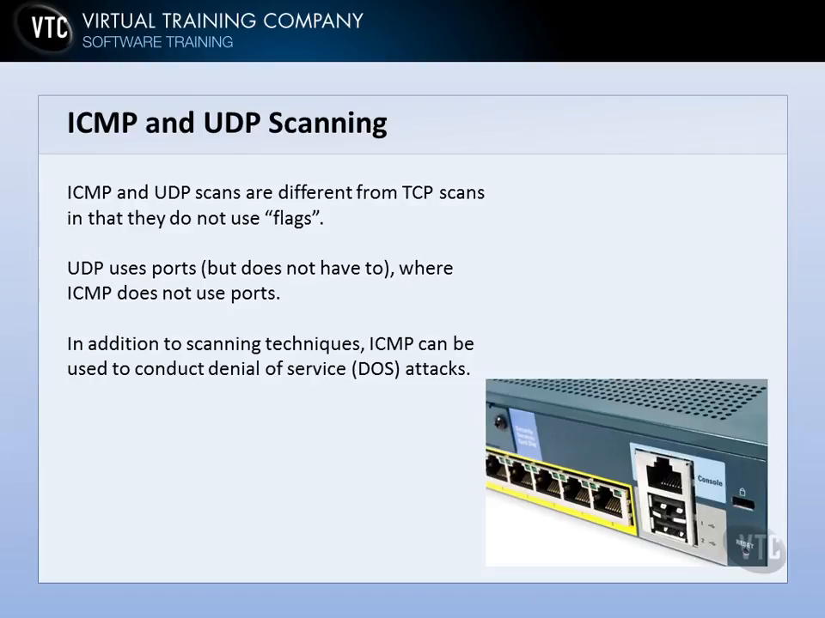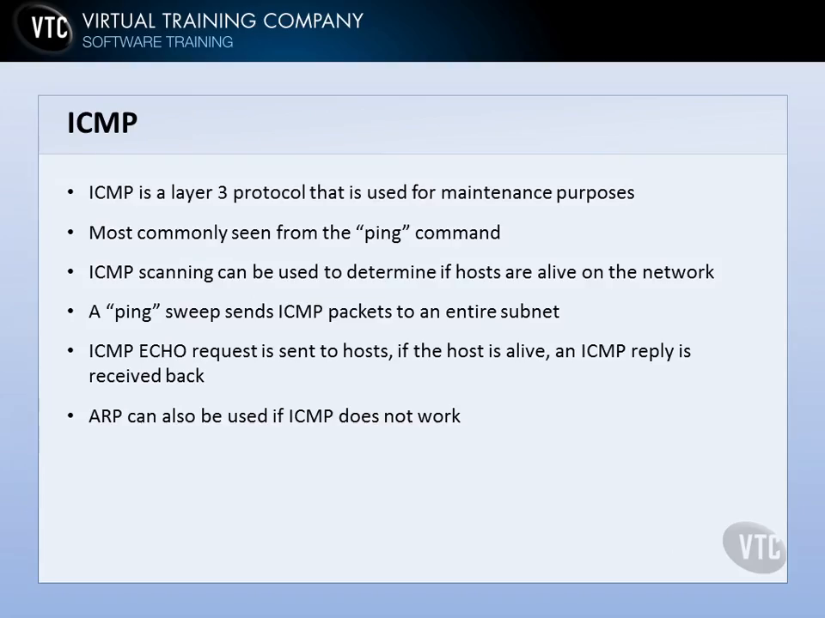In addition to scanning techniques, ICMP can be used to conduct denial-of-service attacks on different hosts, and that's something we'll talk about a little bit later in the course. Now, as I said, ICMP is a Layer 3 protocol. That means the network layer of the OSI model, and it's primarily used for maintenance purposes. We usually see ICMP used when we ping a host at the command prompt to see if it's up or not. There are also other commands that can use ICMP, such as traceroute, and that basically uses ICMP to determine the distance in hops between two hosts.